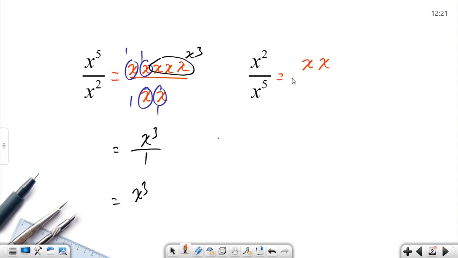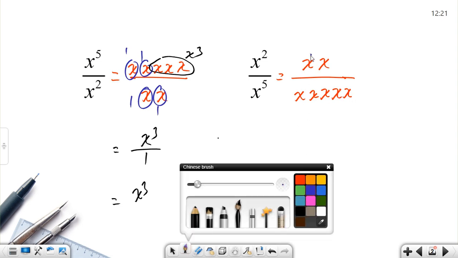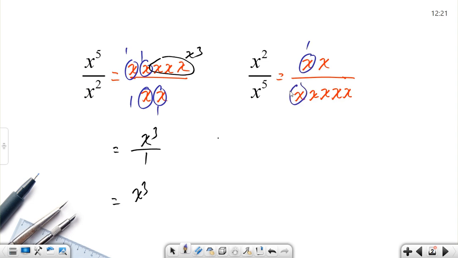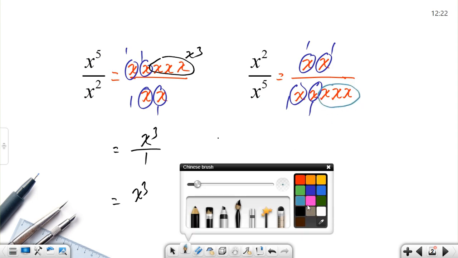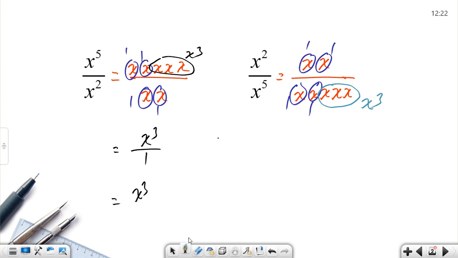This x squared is equal to x times x over x power of 5, x multiplied by x multiplied by x multiplied by x multiplied by x, 1, 2, 3, 4, 5. Yeah, that's right. Let's simplify. x simplified by x, so 1 and 1. x at the numerator, x at the denominator, you can simplify by x, so 1 and 1. What we have here, x multiplied by x multiplied by x, is equal to x power of 3. So 1 times 1 is 1 over 1 times x cube is x cube. So 1 over x cube.